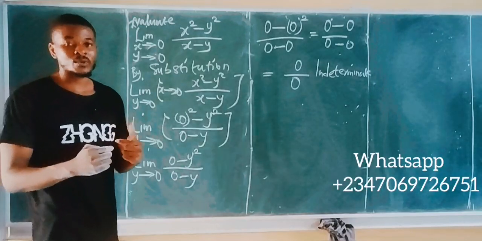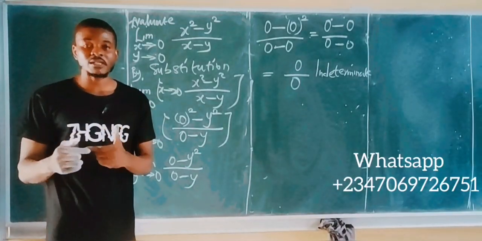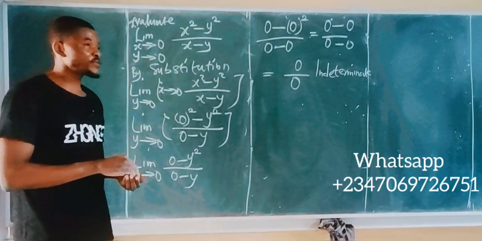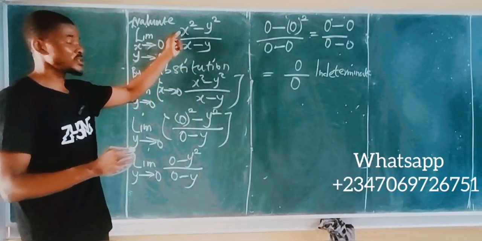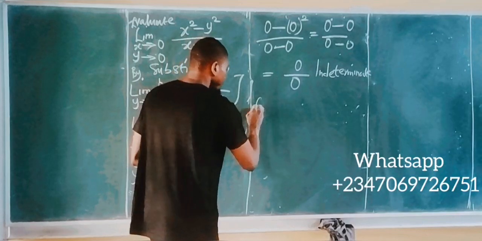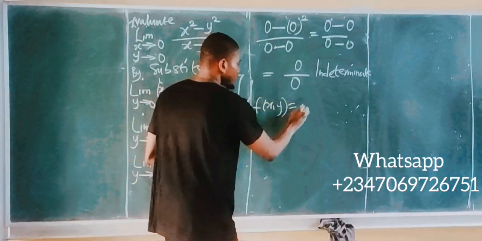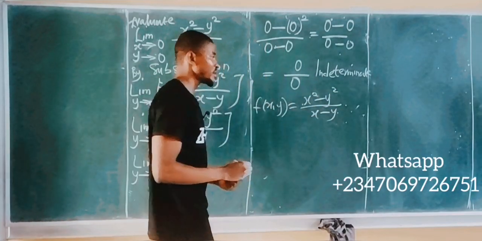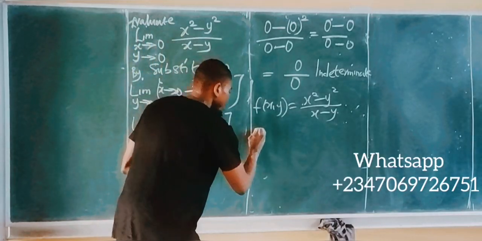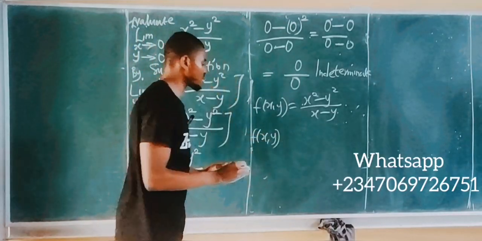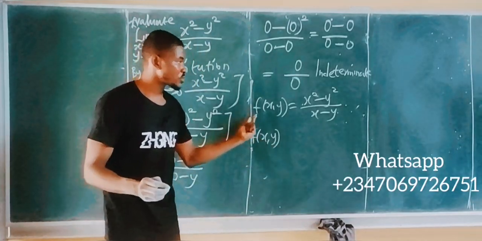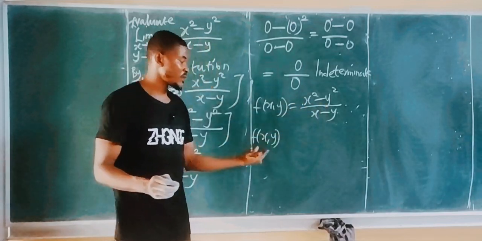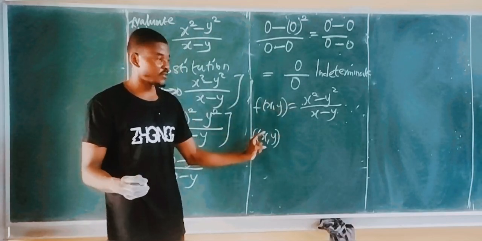After direct substitution, the next method to try is called the factorization method. We'll look at the given function and see if we can factorize it. In the first video, I gave a shortcut approach to factorizing this. I have the function f of xy equal to x squared minus y squared all over x minus y. I'm using f of xy simply because this function depends on x and y, as can be seen here.